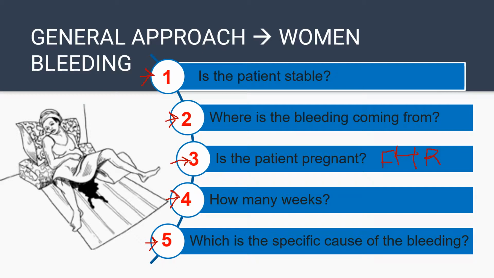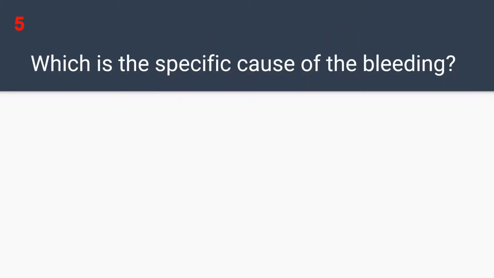And the 5th question is which is the specific cause of the bleeding, and we're going to talk a lot about that question in this class, more deeply. So we are going to talk now about the specific cause of bleeding in a pregnant woman that is bleeding after 28 weeks of pregnancy.